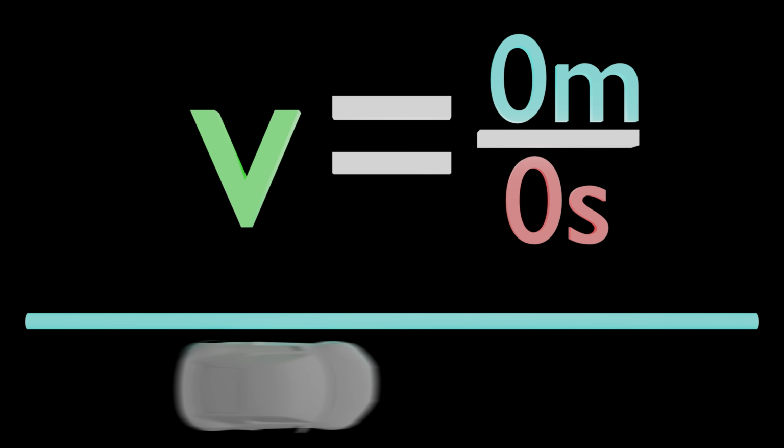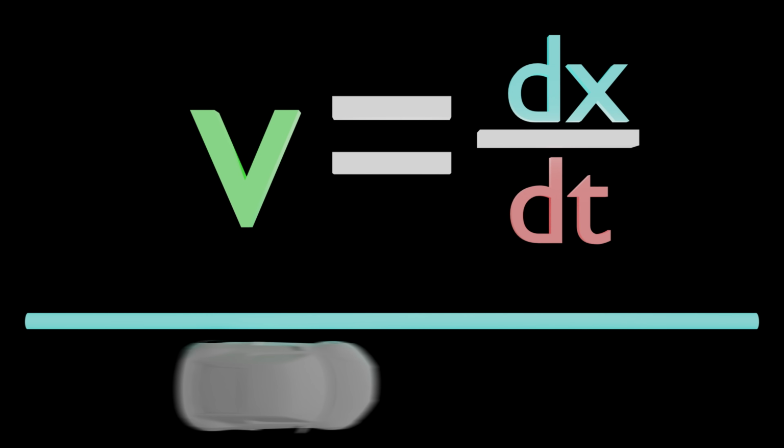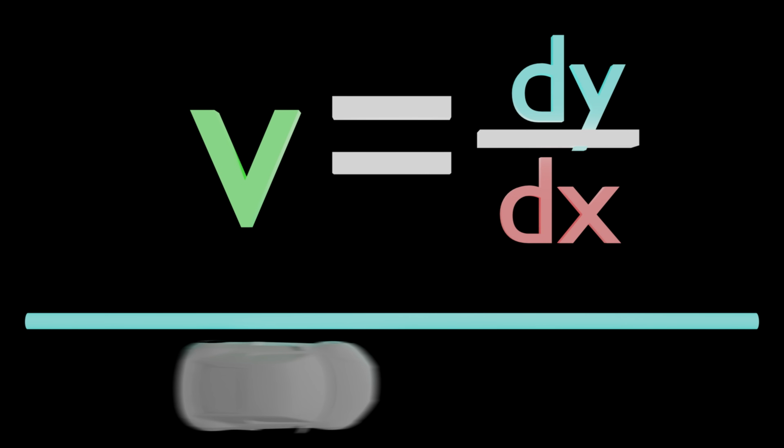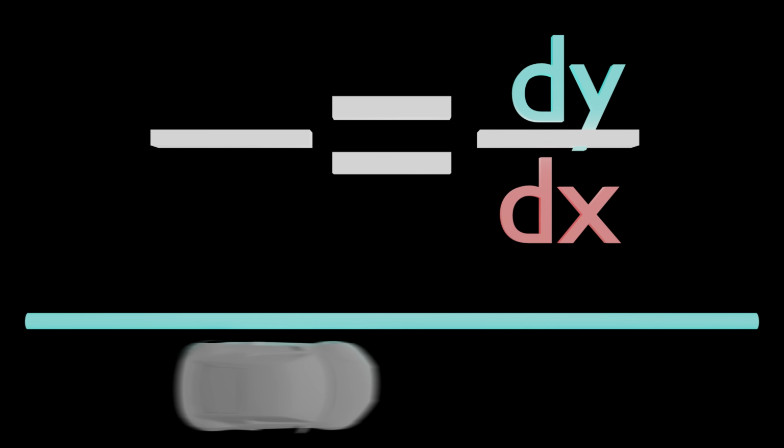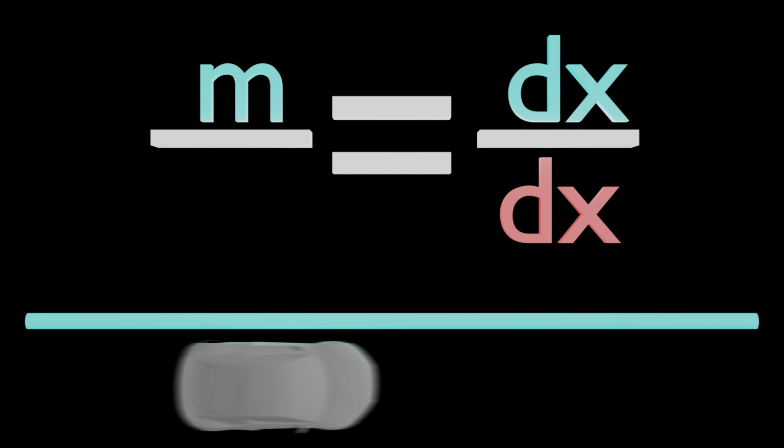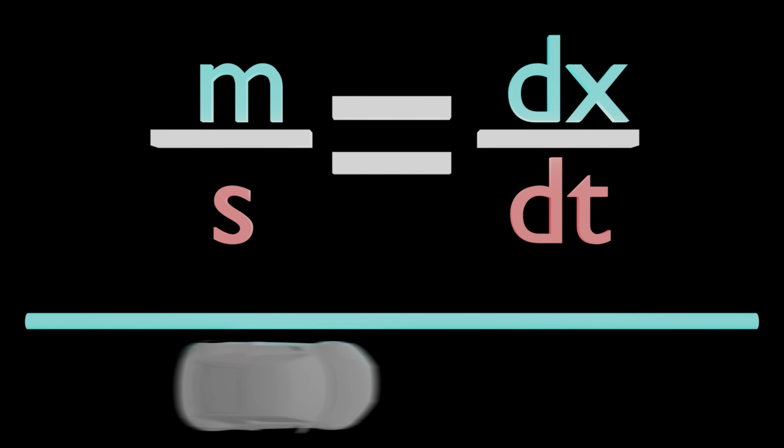And the way to solve it is with the derivative. That's what the derivative is. A change of y in relation to x. And that's what velocity is. A derivative of position in relation to time. Meters, so position, in relation to time. So seconds.